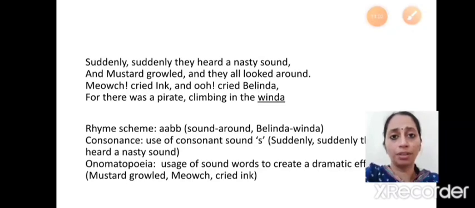Now, if you remember, while explaining the poem, I discussed with you the poetic license. Winda is for window, and really or truly is for real and true. So these poets have this license wherein they can change the spelling of the words. So this is another poetic device, that is poetic license.